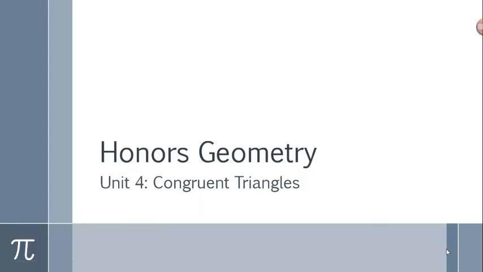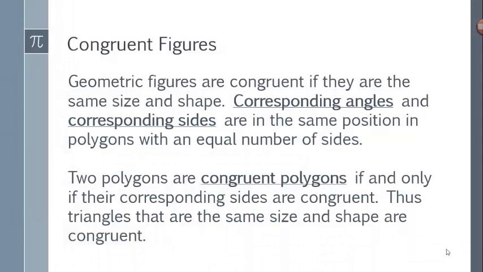Welcome back. We're going to continue our discussion of congruent figures and more specifically congruent triangles. Geometric figures are congruent if they are the same size and shape. Remember when we had transformations on the coordinate plane, we said that any transformation that was an isometry preserved congruence. So the figure might have changed position or changed orientation, but overall their size and shape are the same.